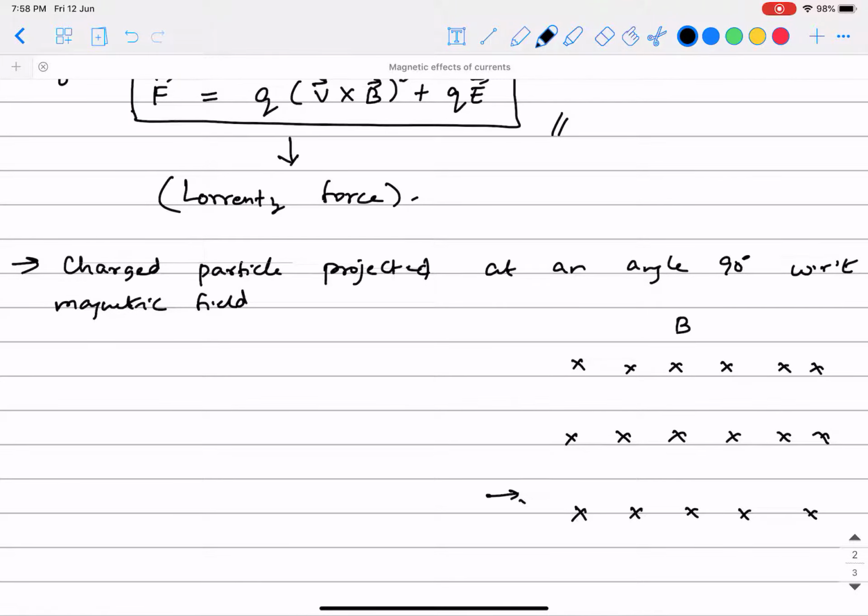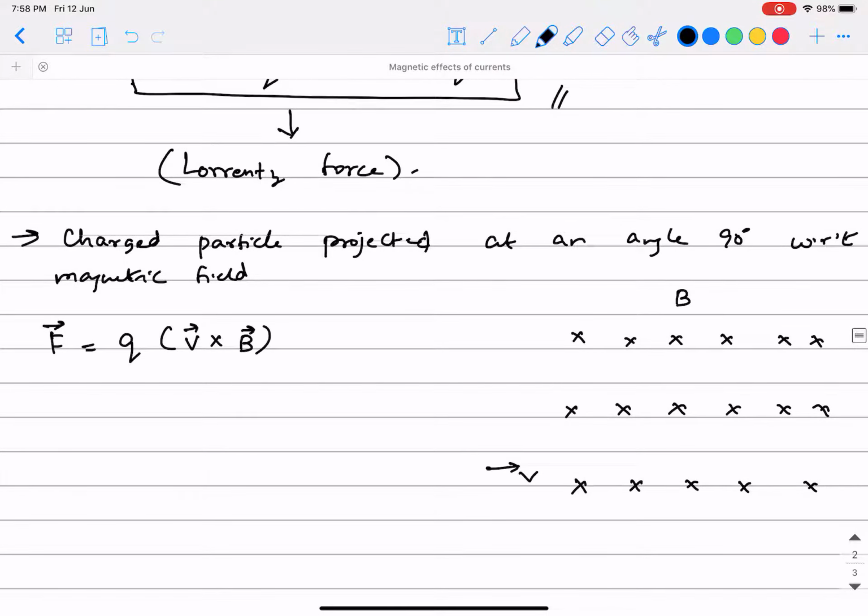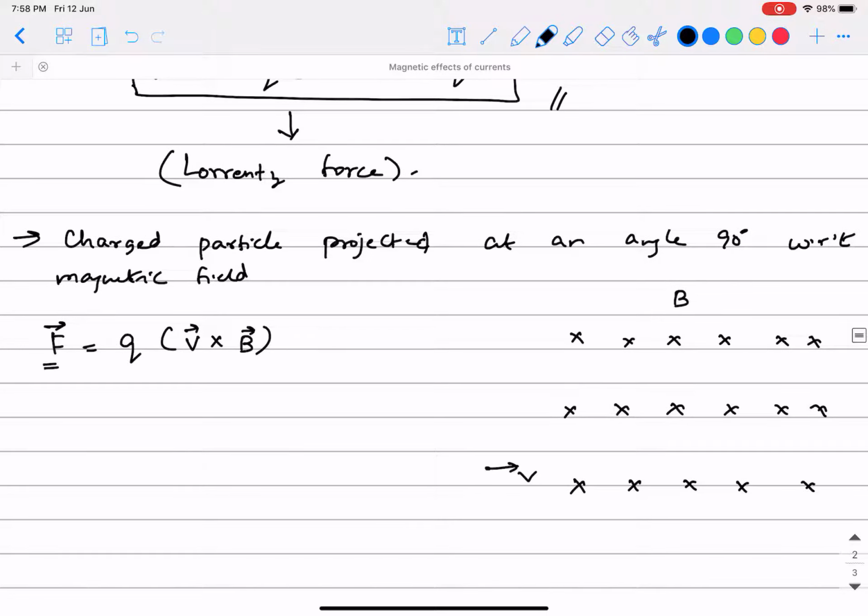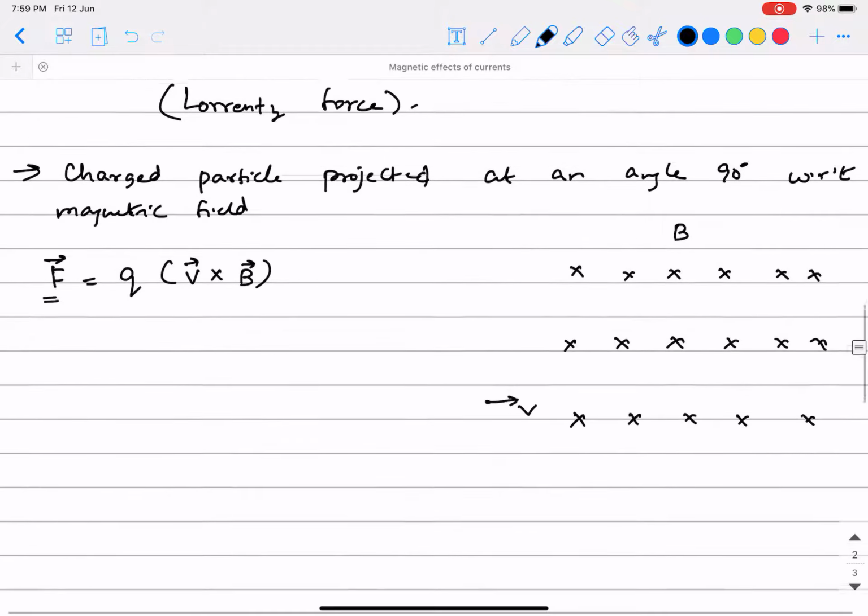Let's say the velocity given to this particle is v. If it is projected into this magnetic field, then according to Lorentz force for magnetism, it experiences a force of q into v vector cross B vector. So here we are doing the cross product of the velocity vector and the magnetic field vector. If you recollect the concept, wherever we perform a cross product, the resultant, here the force vector, is going to be perpendicular to both the velocity vector and the magnetic field vector. So let's see what is going to happen in this case.